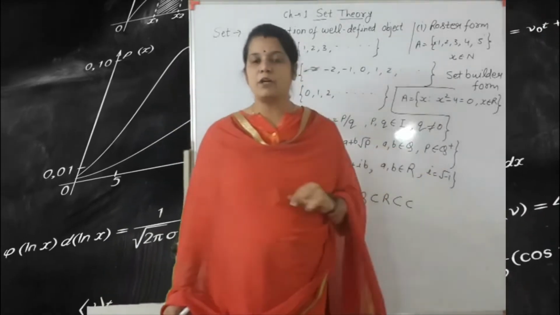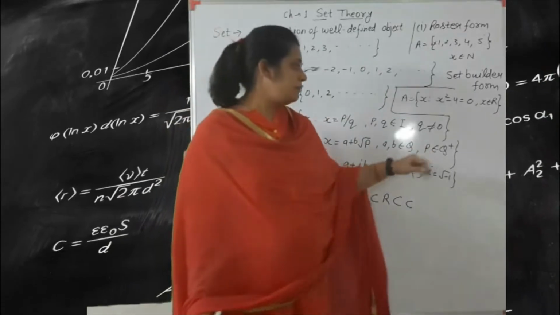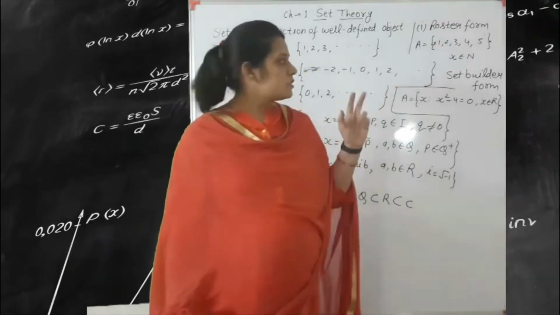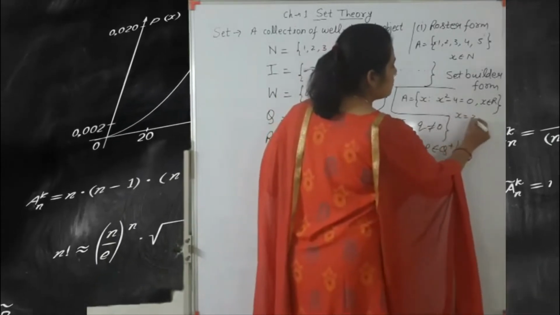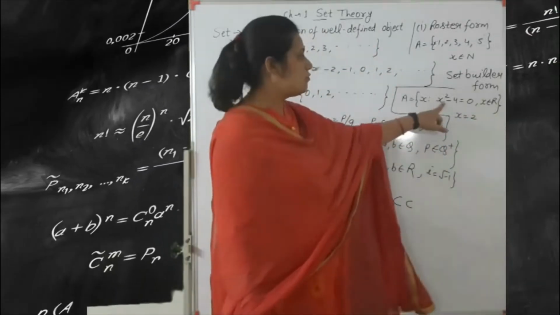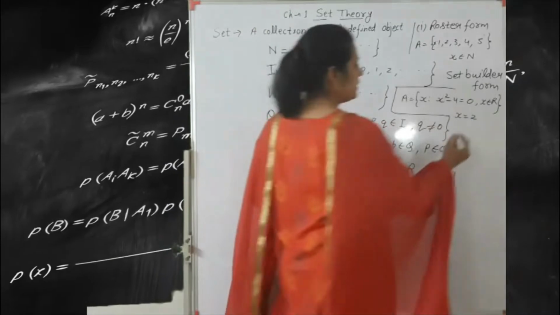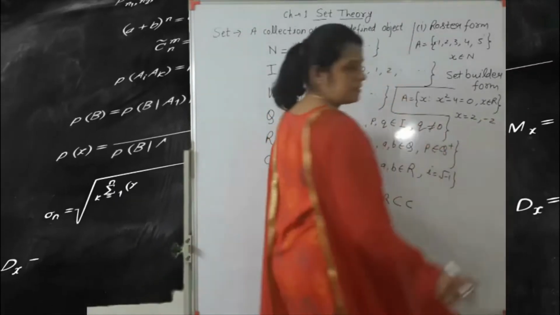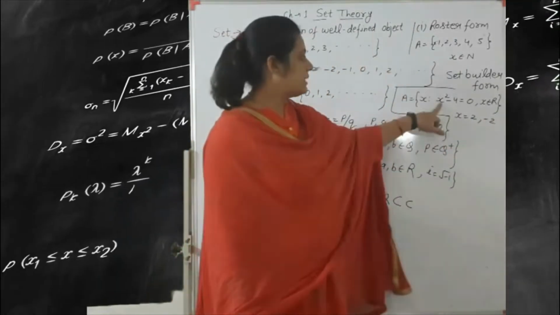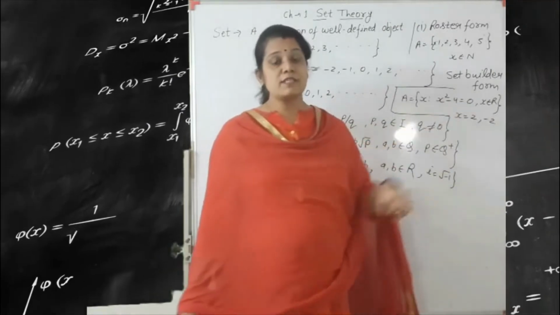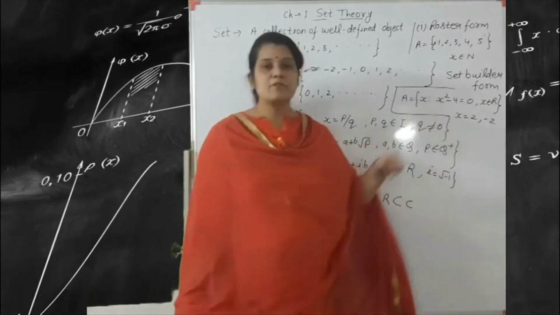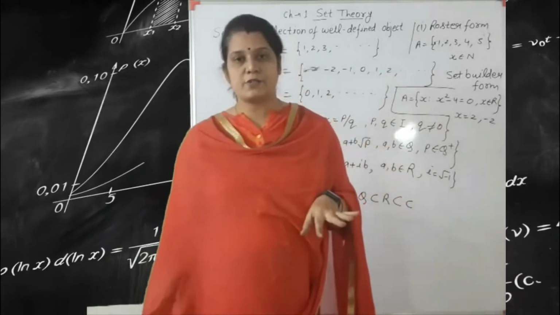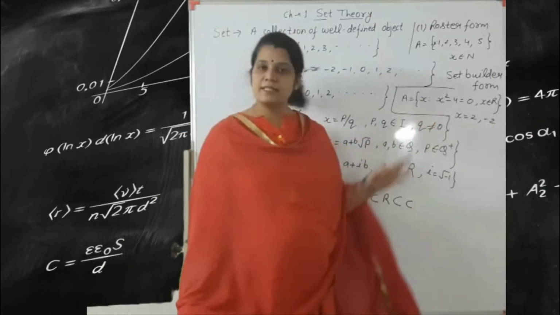a comma b belongs to Q, and p belongs to Q plus. Okay, so here if we put x is equal to 2, for example, so 4 minus 4 is equal to 0, and if we put x is equal to minus 2, so also we get (minus 2) square minus 4 is equal to 0. That means if we put x is equal to 2 and minus 2, okay, this equation is satisfied.